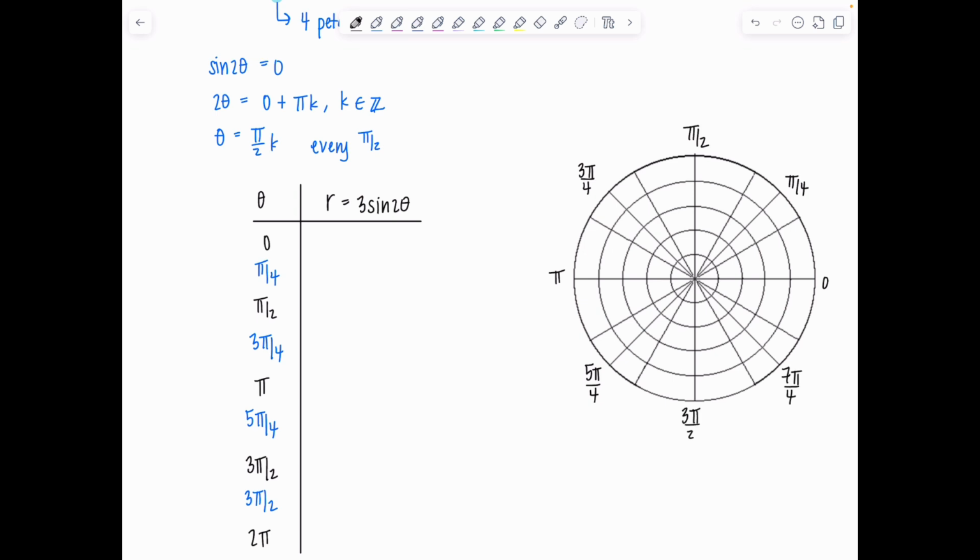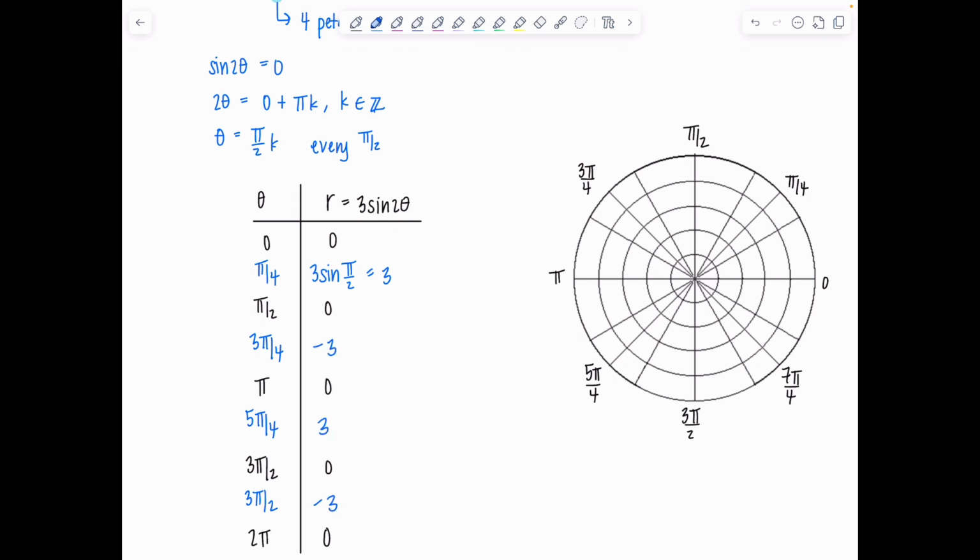Good? Okay, I know these guys are all my zeros. And then I do have to plug it in to see whether they're going to be positive or negative 3, right? The other values. So 3 times sine of 2 times pi over 4 is pi over 2. So this will be 3 times 1. That's 3. I'll give you the rest. Negative 3, 3, negative 3.